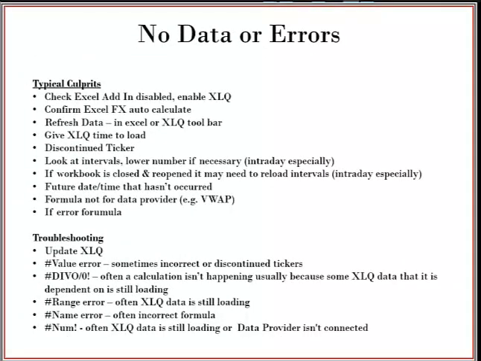You might not be getting data because you're using a ticker that has been discontinued. Maybe it was bought out by another company, maybe the business went out. XLQ pretty much only retrieves data for tickers that are in existence at the time that you're seeking the financial data. Another thing is to look at the intervals. Lower the number if necessary, especially intraday.